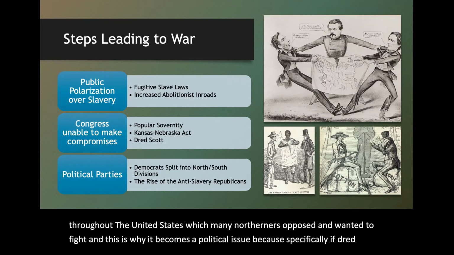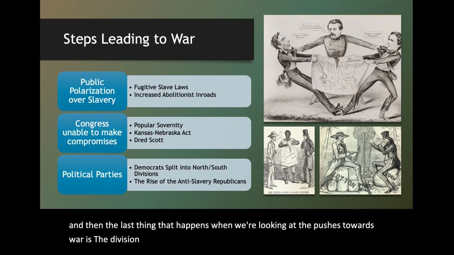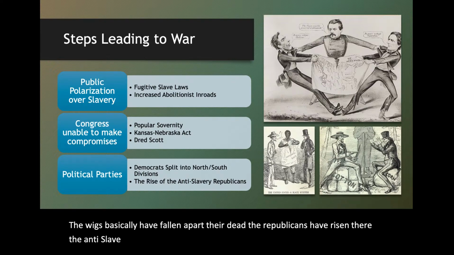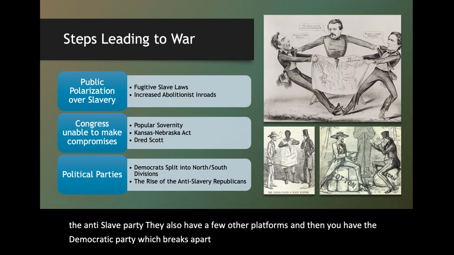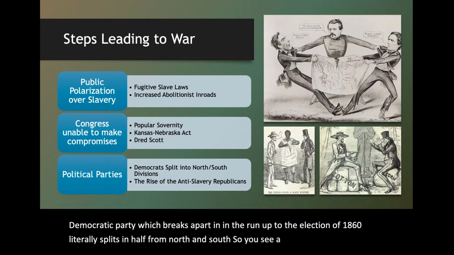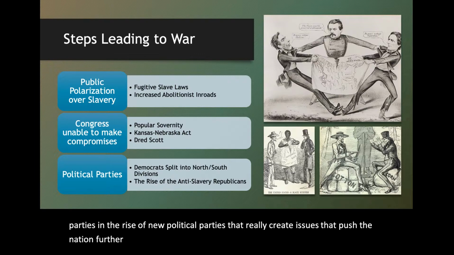And then the last thing that happens when we are looking at the pushes towards war is the division of political parties. The Whigs basically have fallen apart. They're dead. The Republicans have risen, and they're the anti-slave party. They also have a few other platforms. And then you have the Democratic Party, which breaks apart in the run-up to the election of 1860. It literally splits in half from North and South. So you see a fracturing of political parties and the rise of new political parties that really create issues that push the nation closer and closer to war and further apart.